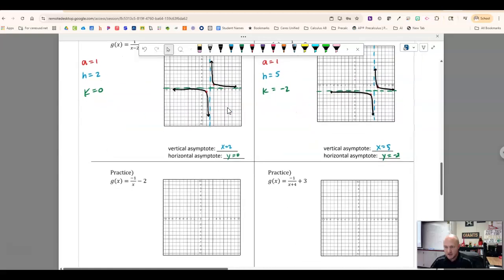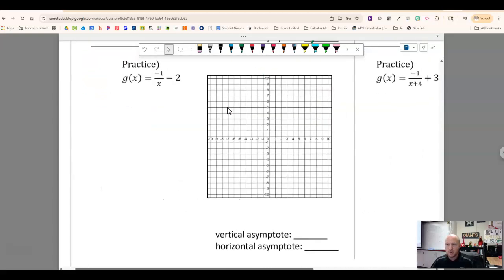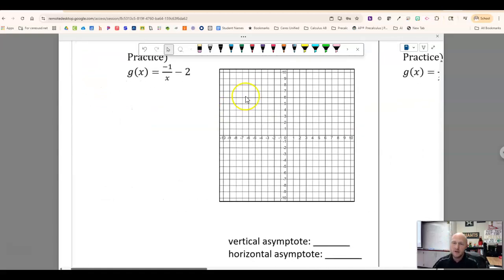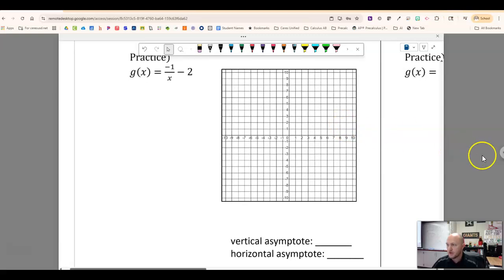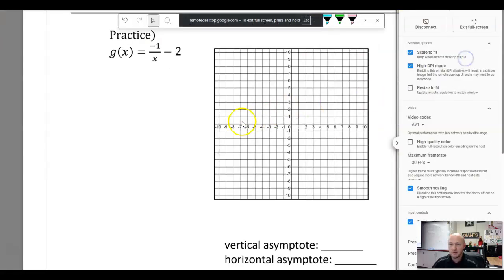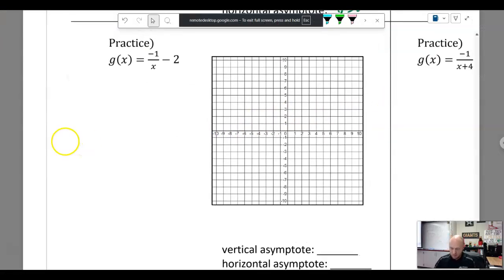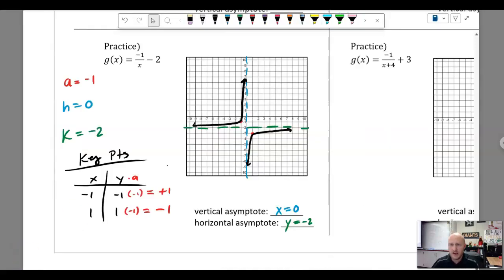Some practice problems here. Let's go ahead, please pause me, try this practice problem, and then I'll go ahead and show you the results. Okay, pause me. Try this one. Okay. Here is the solution for this practice one.